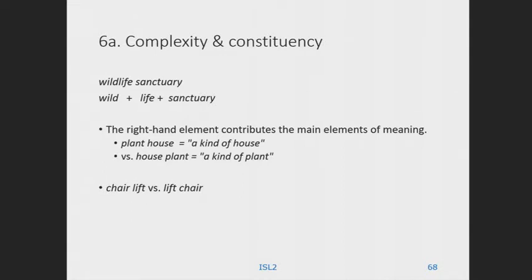But what we have to keep in mind is that we do that in a binary way, right? So we usually combine wild and life before we stick the sanctuary on there. So we say it's a wildlife sanctuary and not a life sanctuary that's wild. And we also don't really have the three parts separately. And it's the right-hand element that always contributes the meaning. So a plant house is a kind of house, whereas a house plant is a kind of plant. Same with chairlift and lift chair, the skiing lift, or also the lift in the form of a chair, whereas a lift chair is a chair that I use for lifting in a hospital, for example.